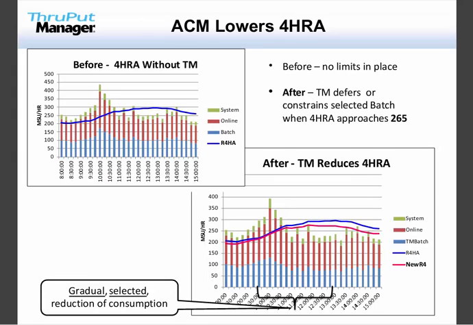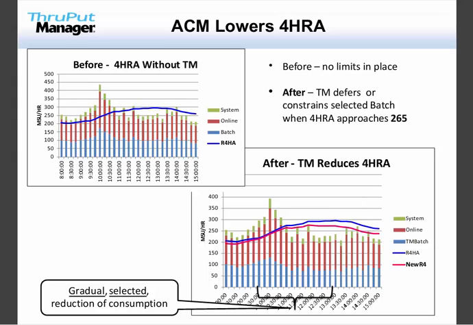This is another example taking us back to that chart we saw before. You could see we peaked at 1 o'clock in the afternoon. That was the 4-hour rolling average peak in the chart in the top left. And this particular installation decided they wanted a 10% reduction in their costs. Reasonable, modest value. So they selected a 4-hour rolling average value of 265, plugged that into the policy, selected the workloads that they wanted the constraint and the level of constraint, and let ACM do its work.